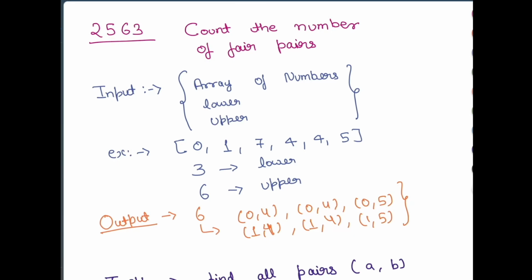In this video, we are going to solve the Leetcode problem of the day, and the problem is count the number of fair pairs. In this problem, we are given an input array of numbers and lower and upper bounds. Lower and upper are both integers as well. For example, if this is an example input, then this is your array of numbers. 3 is lower and 6 is upper. Both are integers, right? So this lower and upper are basically a range. I will tell you what this range is all about.